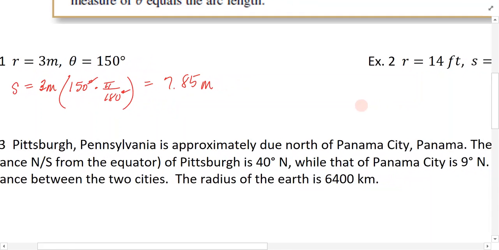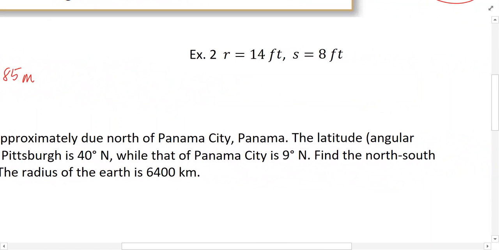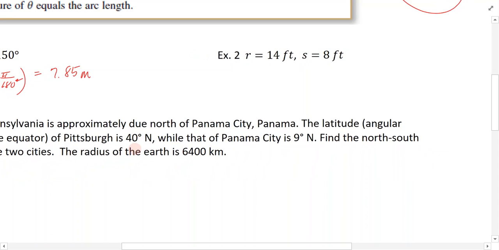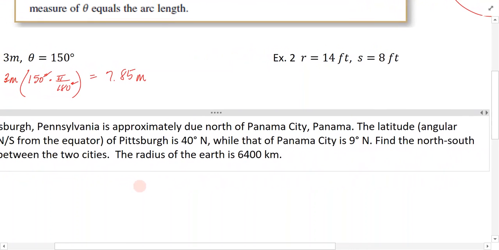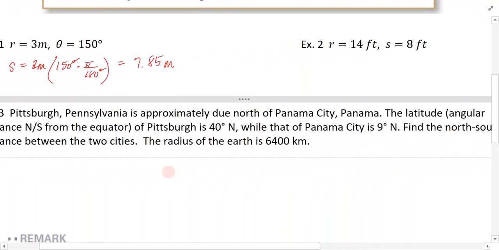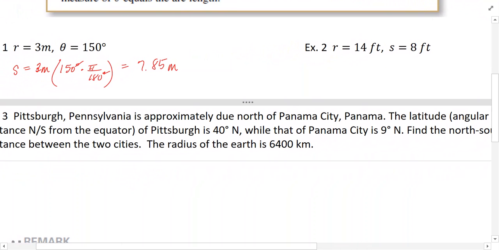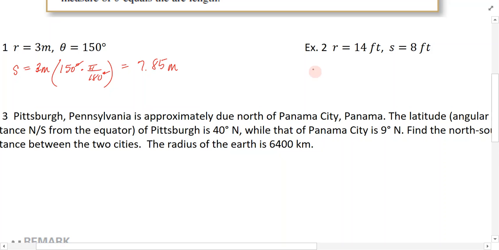Now I'm going to really screw you up. In this next example, the radius is 14 feet, the arc length is 8 feet, and I want to know what theta is. If the formula is arc length equals r theta, then theta has to be S divided by R.